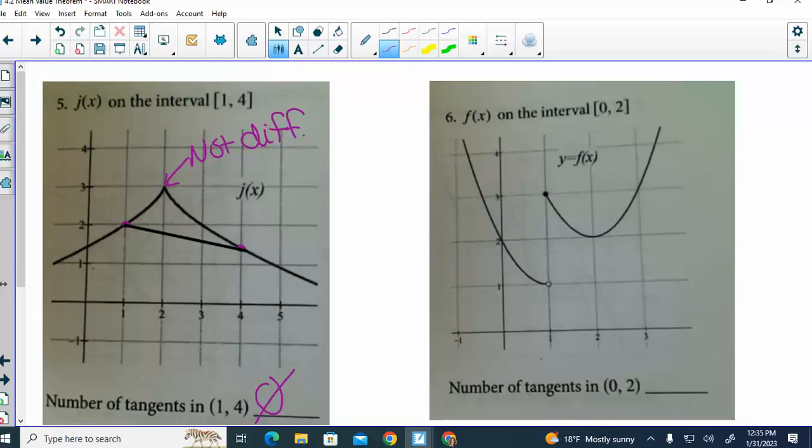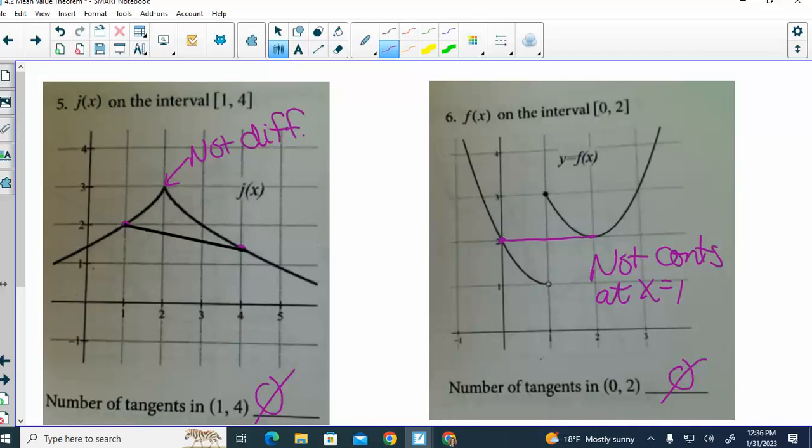Number 6, what requirement did this one break? Right, this is not continuous at 1. If we were looking from 0 to 2, this would just be a horizontal line. Between 0 and 2, is there anywhere where the derivative is 0? No. So again, this one didn't work. The reason being, it didn't meet the requirements. It was not a continuous function.